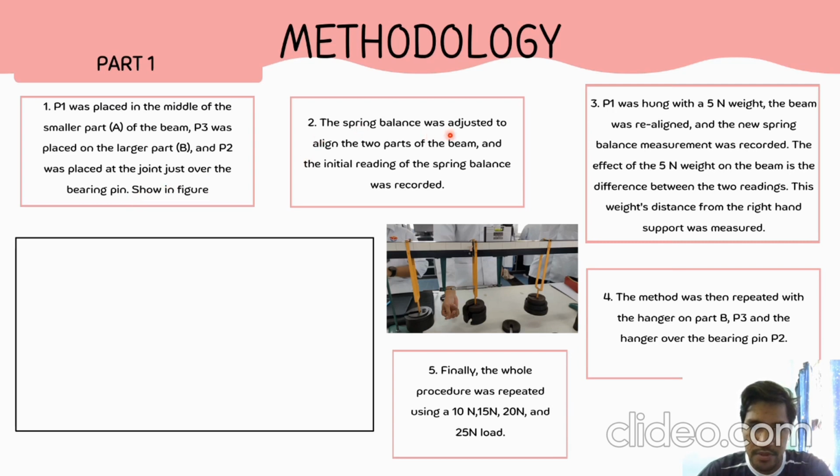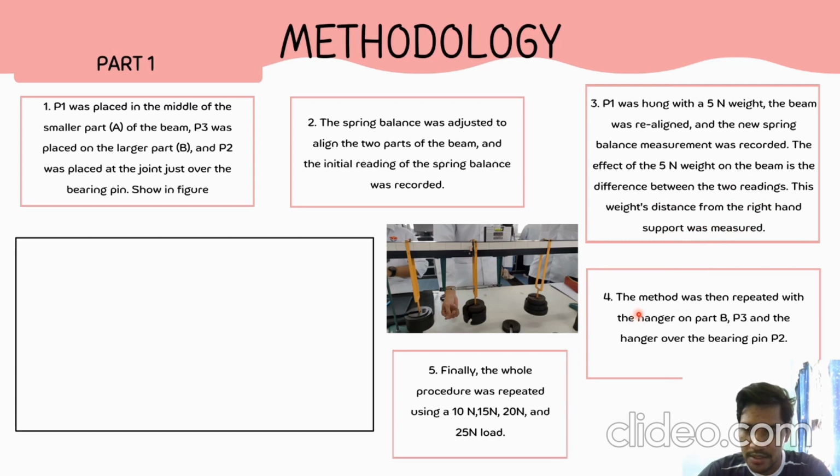Second, the spring balance was adjusted to align the two parts of the beam, and the initial reading of the spring balance was recorded. P1 was hung with a 5 Newton weight. The beam was realigned and the new spring balance measurement was recorded. The effect of the 5 Newton weight on the beam is the difference between the two readings. This weight's distance from the right-hand support was measured.